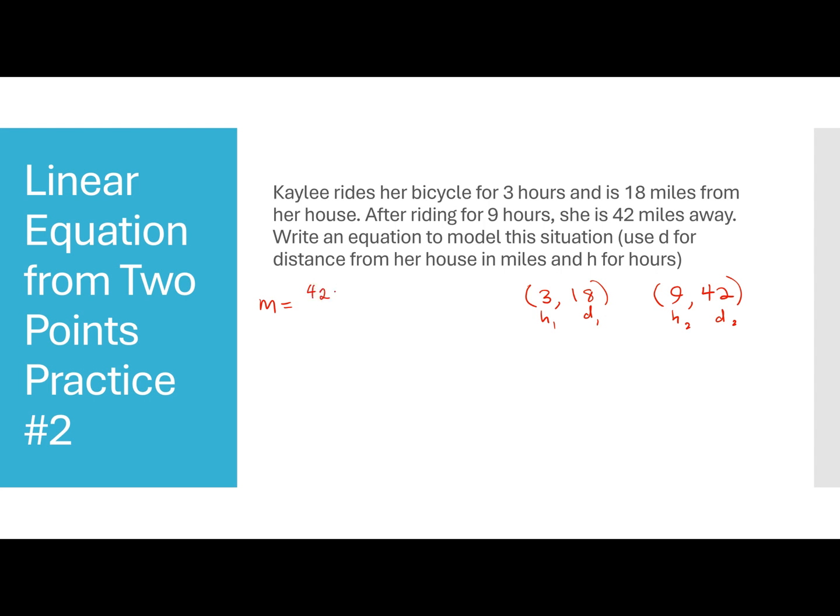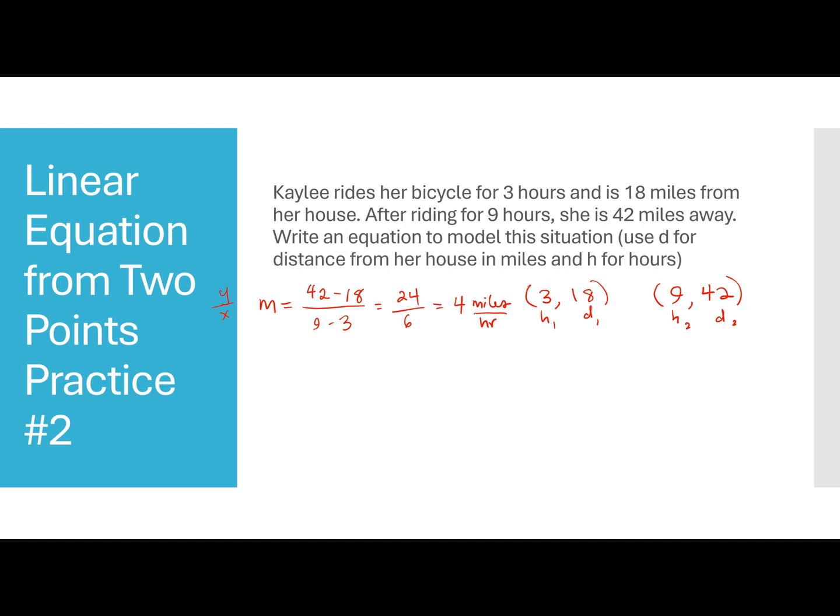So I'm going to subtract my y's, which in this case are d for distance, and subtract my x's, which is hours. Looks like we've got 4. And if we think back to the units of this problem, distance was measured in miles and our h was hours. So this is really, since slope is always y over x, in this case d over h, this is miles per hour. So we can think in the context of this problem, does that make sense? Does Kaylee ride her bicycle 4 miles per hour?